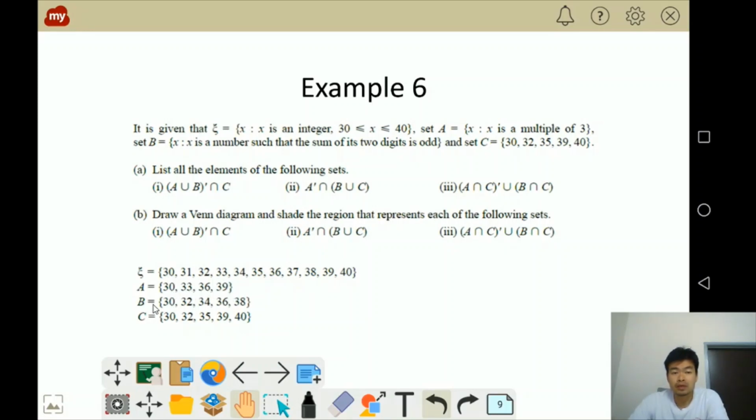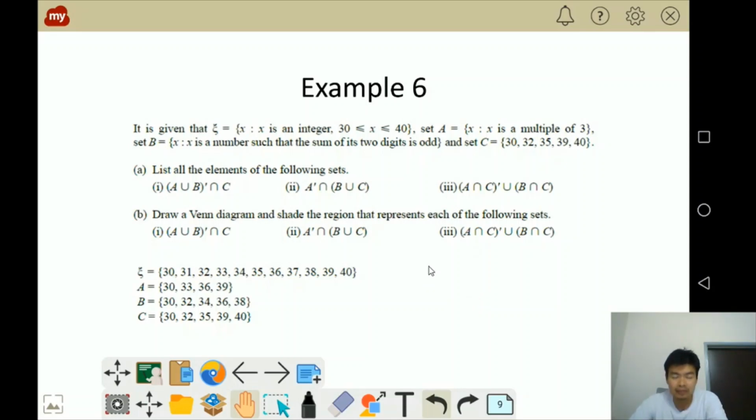Set B, the number such that its two digits added together is an odd number. It means that, for example, 30 means 3 plus 0. 3 plus 0 equals 3, an odd number. Therefore, it is in set B. 32, 3 plus 2, 5. 5 is an odd number. Therefore, it is in set B, and so on. So 30, 32, 34, 36, and 38 are the elements for set B. Set C is listed down in the question already. So now we have all the elements.